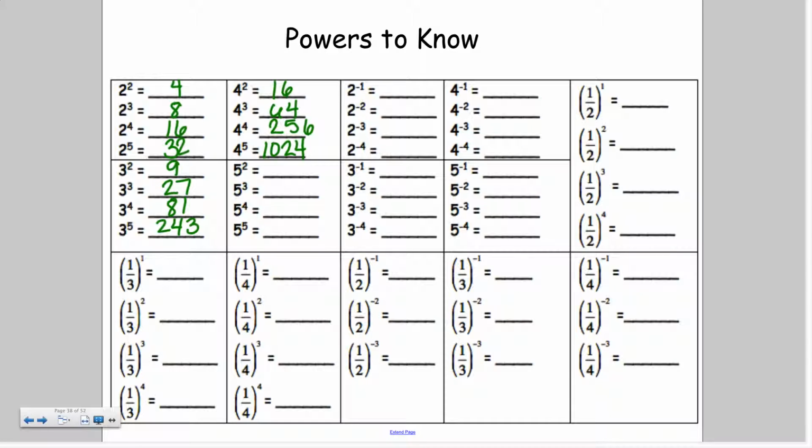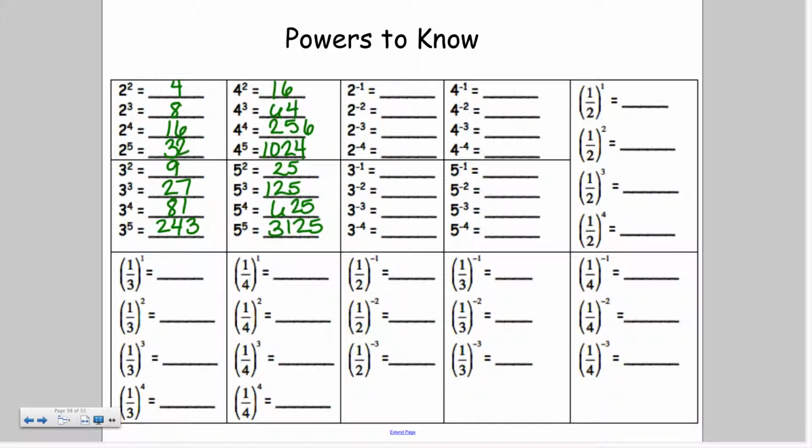All right, next is our 5s. So 25, 125, 625, 3125. All right, now make sure you're looking at what you're raising these to, because those were 2 raised to a positive power. This next set was 2, 3, 4, and 5 raised to a positive power.